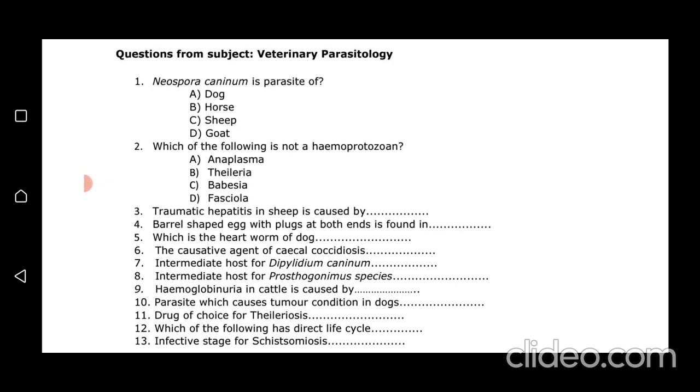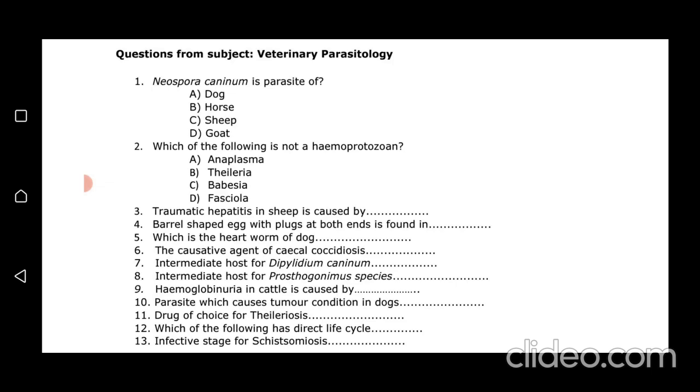Intermediate host of Dipylidium caninum is flea. Intermediate host for Prosthogonimus species are nymphs of dragonfly. Hemoglobinuria in cattle is caused by Babesia bigemina. Parasite which causes tumor condition in dogs is Spirocerca lupi.